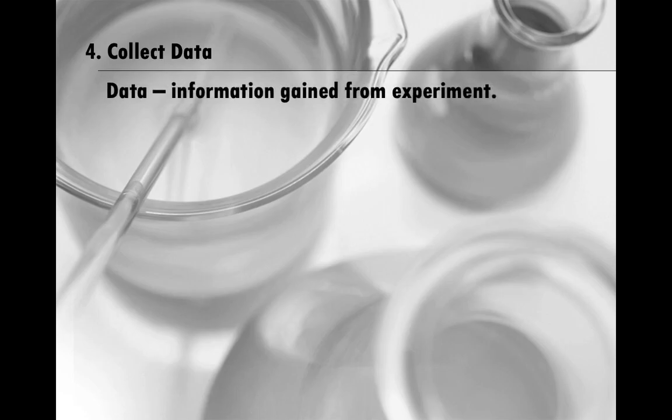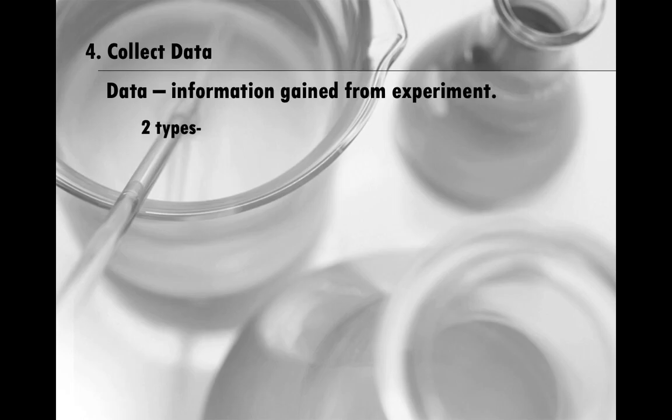Speaking of data, the next part of the scientific method is you need to collect that data. Data is just information gained from an experiment. You decide what it's going to be. If we were talking about the change in height of plants, the measurement of the heights would be the data. Sometimes it's not something that you can put a number on, like a measurement of 55 centimeters. Sometimes it's just a description of what's happening, like it turned from red to blue.